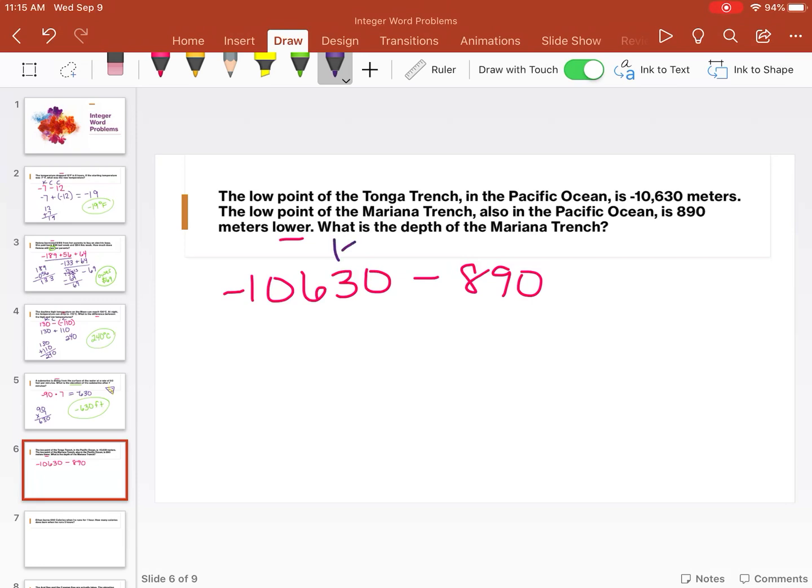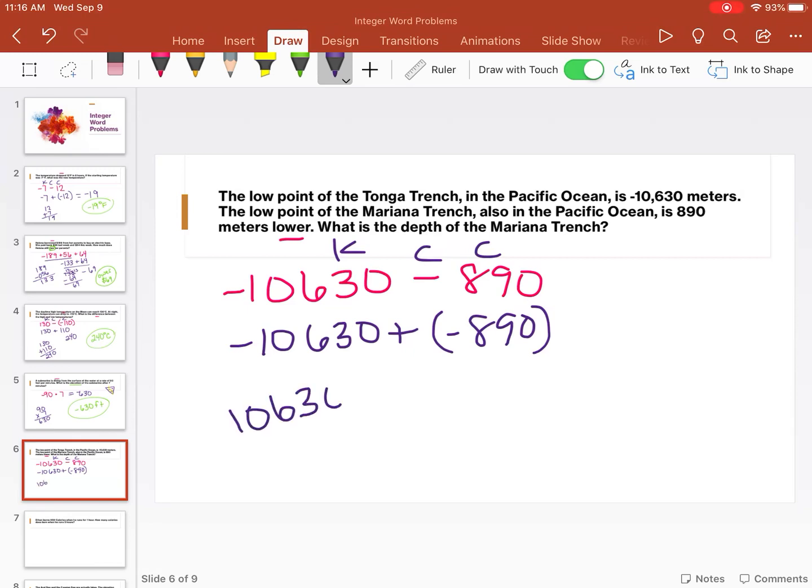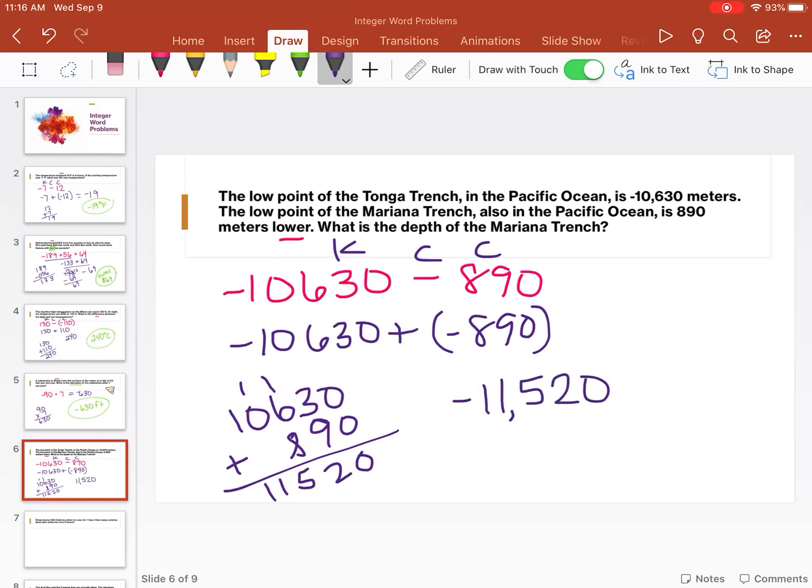Okay, so keep, change, keep. This negative 10,630, change it to addition, change it to a negative 890. Now they're the same signs, add and keep. So I'm going to do 10,630 plus 890. I'm getting 11,520. They're both negative, so it's negative.